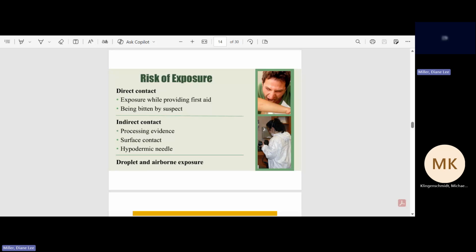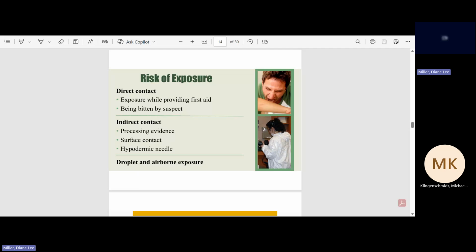So for direct contact exposure, getting blood or OPIMs on clothing with intact skin below it is not considered a true exposure. But if there is non-intact skin, that is potentially an exposure. It can also be an exposure when blood droplets get into the mouth or eyes or other mucous membranes of a person. For indirect contact, we see this most commonly when people are processing evidence without using the proper PPE. There may be blood or other OPIMs on that surface. Also, when searching suspects and getting needle sticks through hypodermic needles is another great risk for indirect contact.